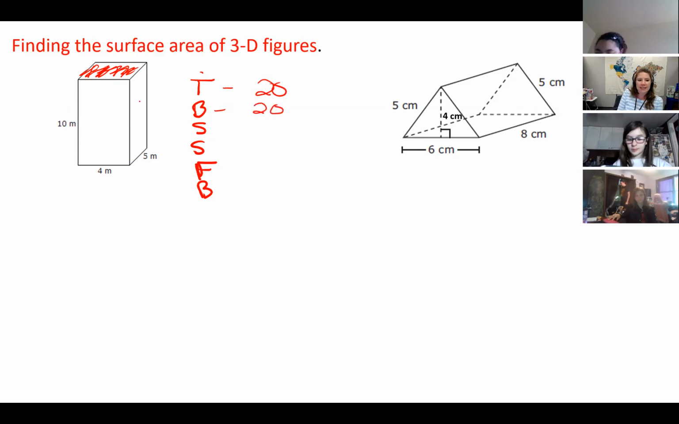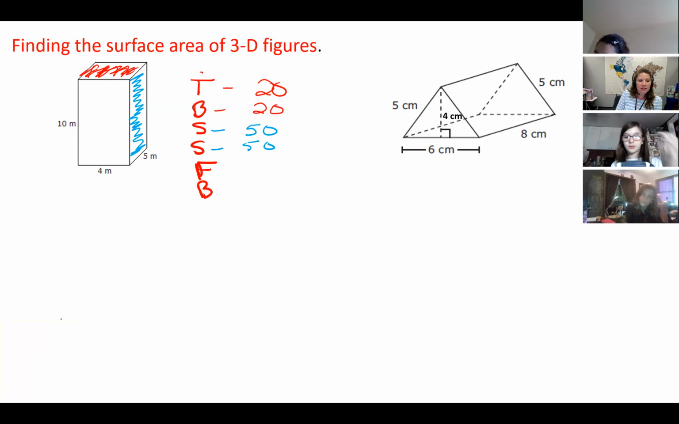Now I'm going to do the side and side. So let me change colors. What are the dimensions of my sides? How tall and wide are my sides? 5 by 10, right? And there's 2 of them. So I'm going to do 50 plus 50. Those are my sides. And then finally, I have a front and back.